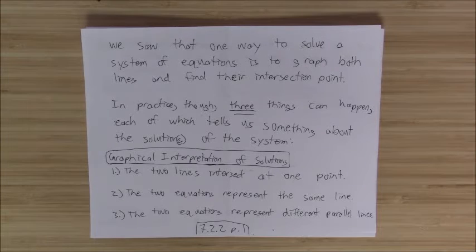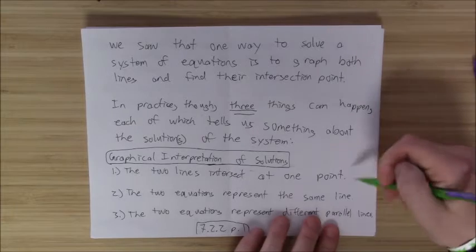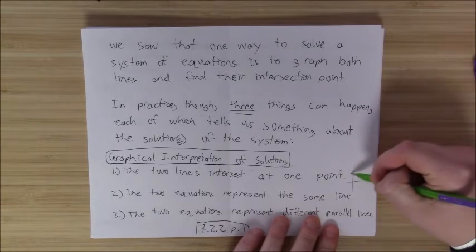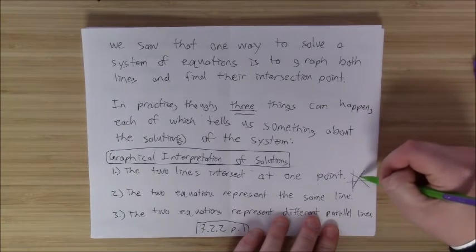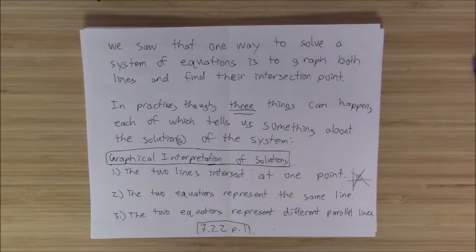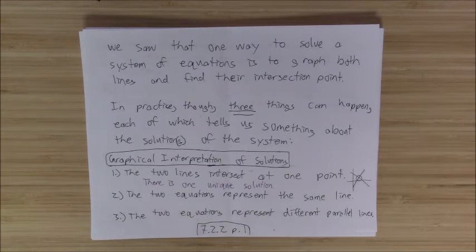So the first one is that the two lines can intersect at one point. What that would look like is you plot both graphs, maybe one looks like that, maybe one looks like that. Well, then we know that there is thus one unique solution.